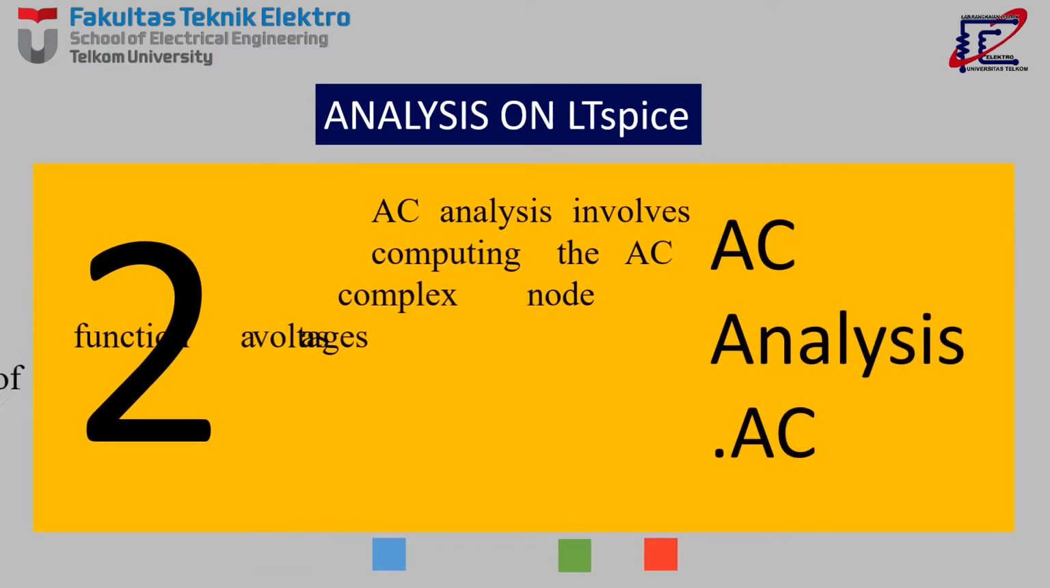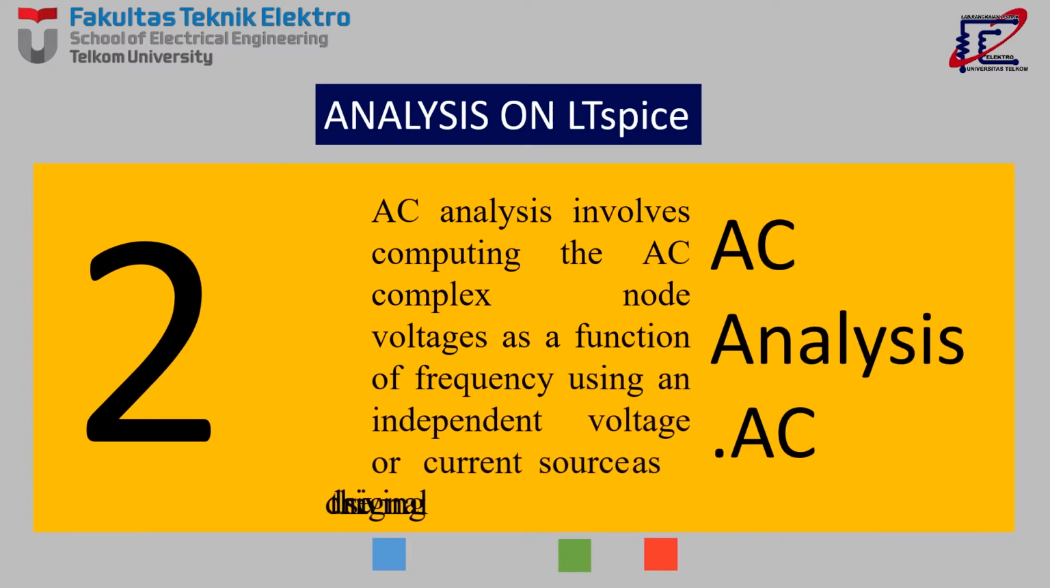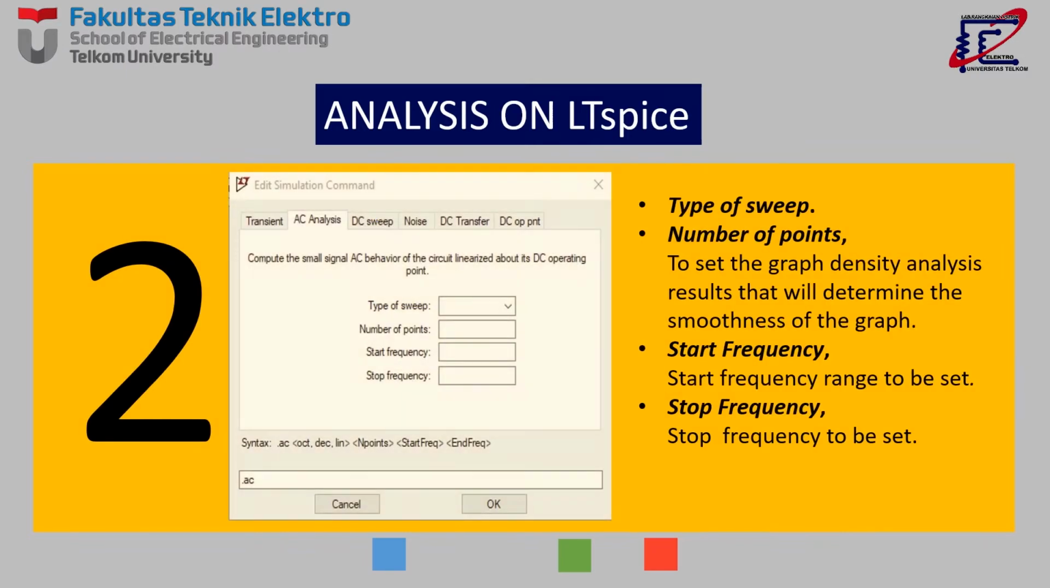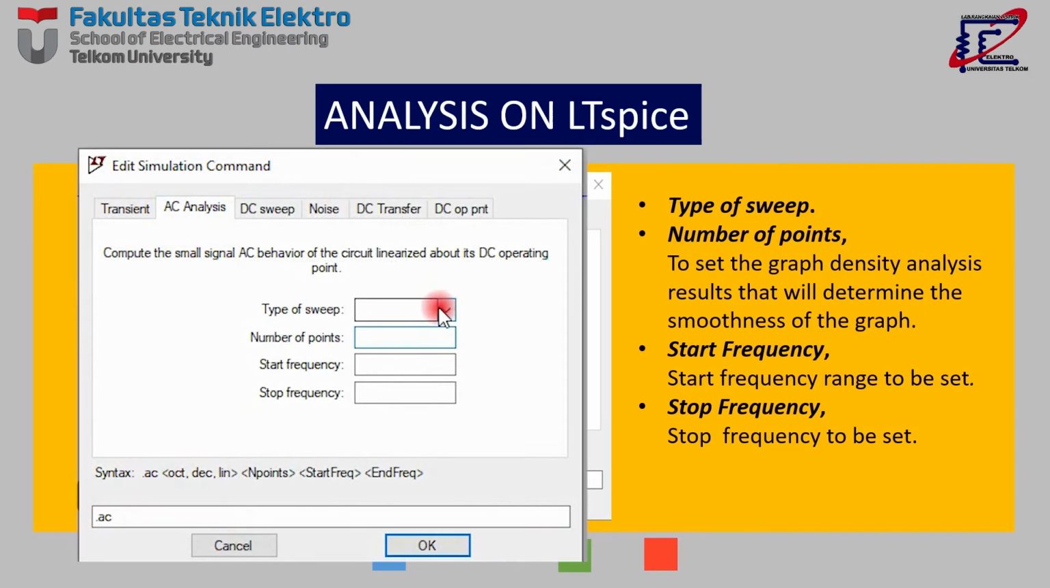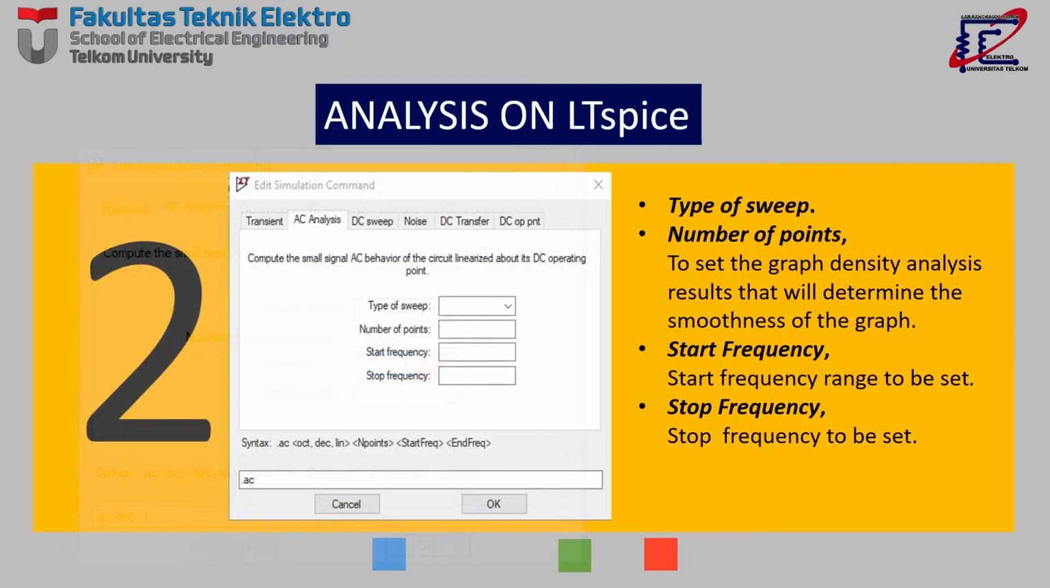AC analysis involves computing the AC complex node voltage as a function of frequency, using an independent voltage or current source as the driving signal. There are important parameters for AC analysis. Number one is type of sweep. Number two is number of points, which sets the graph density of the analysis results and determines the smoothness of the graph. Number three is start frequency, and number four is stop frequency, which sets where the sweep stops.